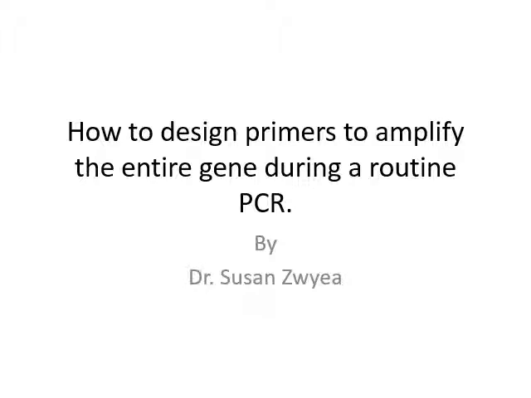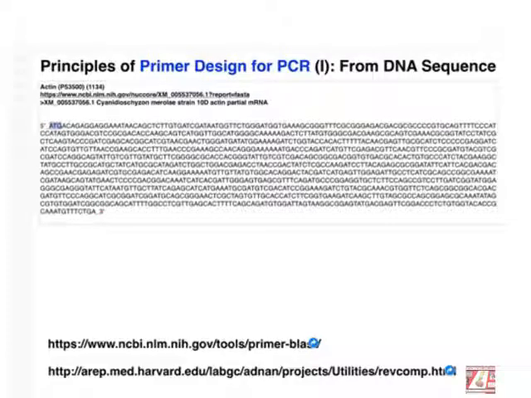So today we are going to talk about how to design primers to amplify the entire gene during a routine PCR. Here we will take the actin protein as an example of how to design a primer for a whole gene. And we will explain how to get the forward and the reverse primer for a given DNA sequence, like here the actin.